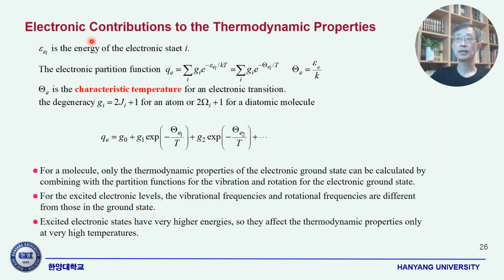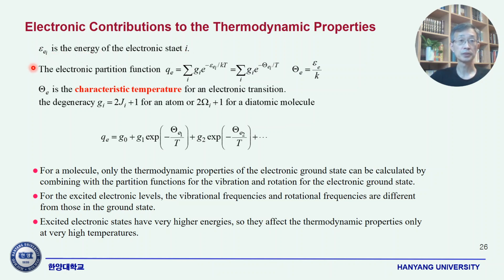Okay, the last thing about molecular internal degrees of freedom is the electronic contribution. As a rule of thumb, electronic energy is much greater than vibrational energy, and vibrational is much greater than rotational energy. So for the electronic contribution, unless it is a very special case, we only need to consider the ground state. This is the electronic energy of electronic state i.